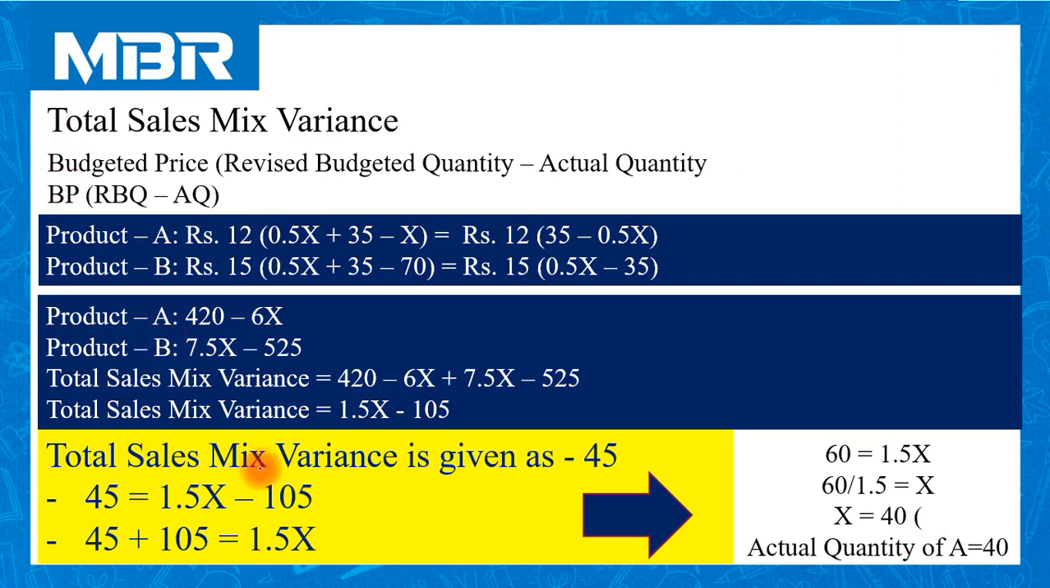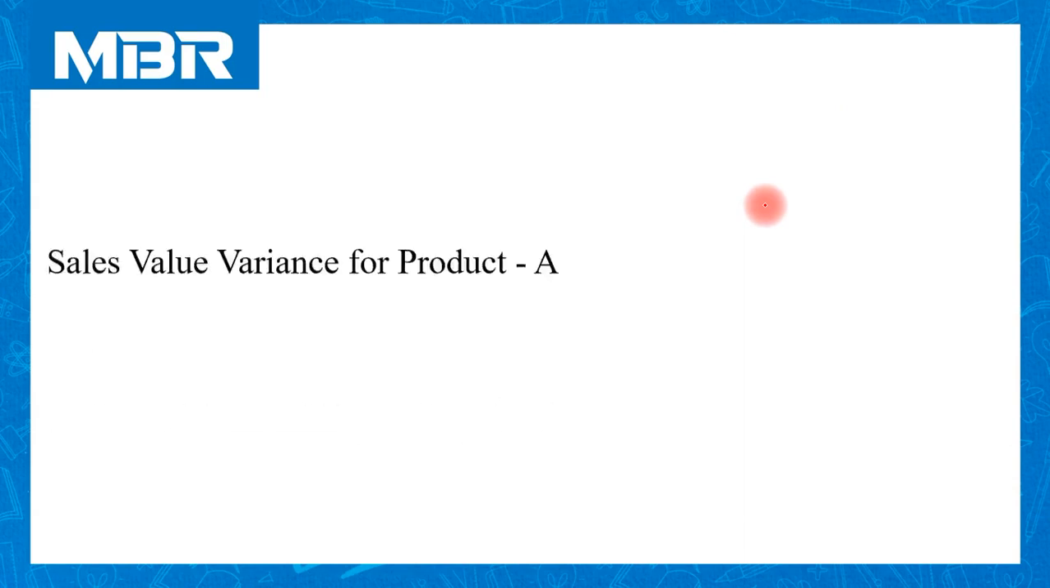As per our assumption, x equals the actual quantity of product A. Now we have the figure of actual quantity of product A that was earlier missing. This is one of the important calculations, and if you calculate these things perfectly, your entire answer will be 100% correct. Let us complete the answer.